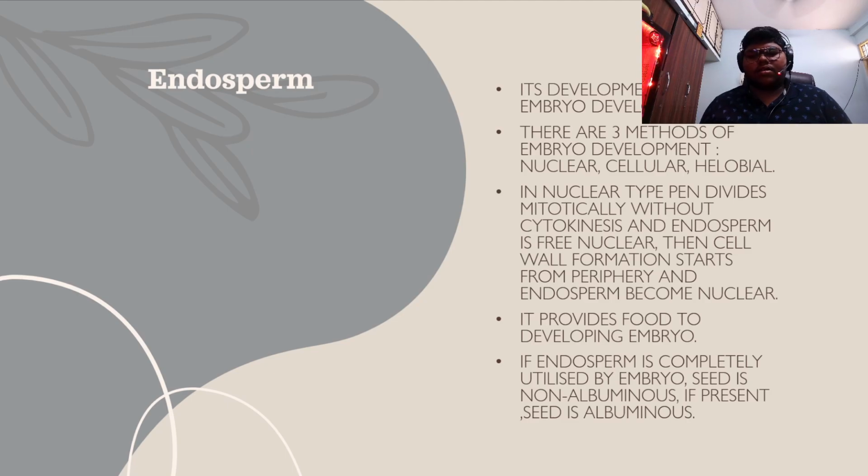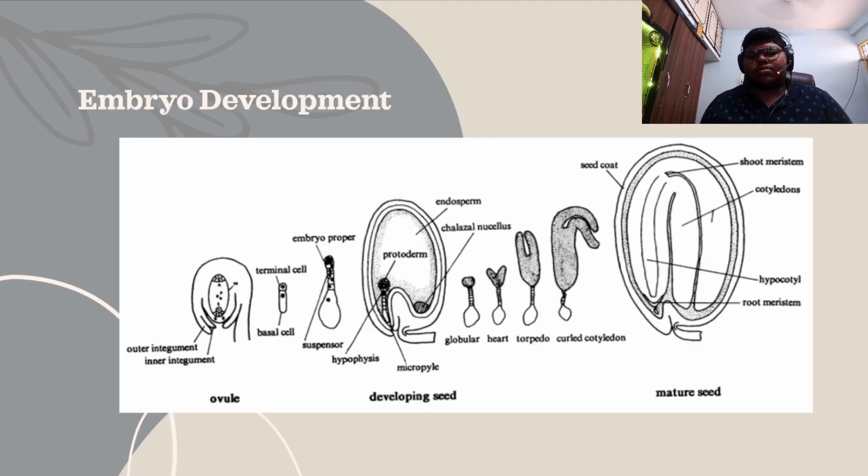In the nuclear type, the PEN divides mitotically without cytokinesis, and the endosperm is free-nuclear. Then cell wall formation starts and the periphery of the endosperm becomes cellular. It provides food to the developing embryo. If the endosperm is completely utilized by the embryo, the seed is non-albuminous, and if it persists, the seed is albuminous.